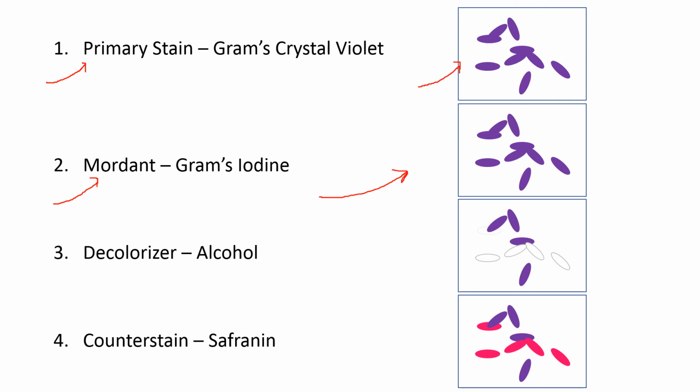Next, we add the decolorizer, which is alcohol. Now, when we add alcohol, remember it dehydrates the peptidoglycan. And as a result, for your gram-positive cells, because there's so much peptidoglycan there, the Gram's crystal violet iodine particles become trapped within the cell, basically within the cytoplasm. Some places that you read will say that the particles become attached to the cell wall. I like to think of it as that the particles are being trapped.